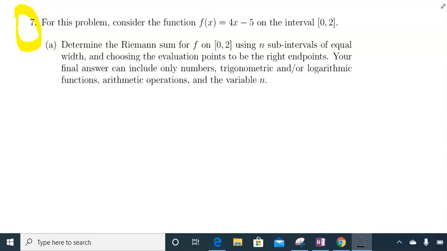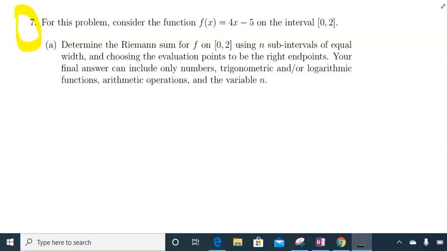Hello everyone. In this lesson, we will investigate the definite integral. We will be making a connection between the definite integral and the idea that it is the limit as n approaches infinity of the rectangular areas that we looked at in the previous lesson, or what we call Riemann sums. Let's look at a couple of examples.